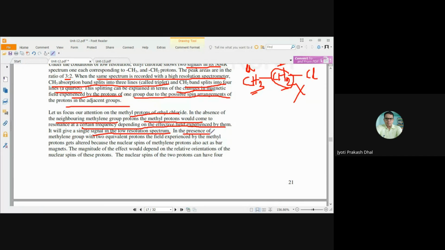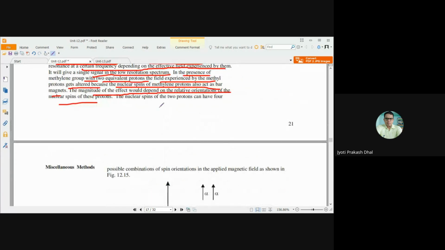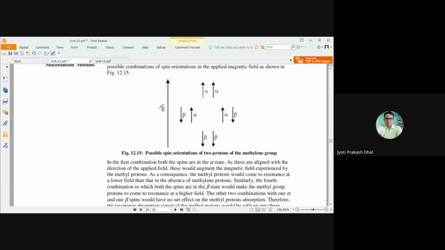But actually the CH2 group is there, which contains two equivalent protons. Due to the presence of this methylenic group, the field experienced by the methyl protons gets altered, because the nuclear spin of the protons also acts as a bar magnet, and the magnitude of the effect depends upon the relative orientation of the nuclear spin of these protons. So the nuclear spin of the two protons can have four possible combinations.